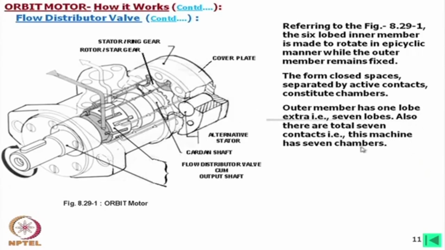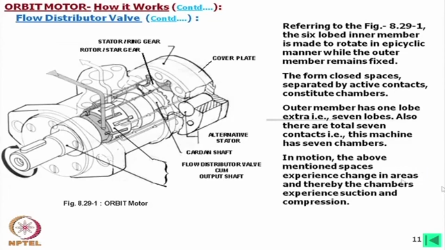Also there are a total of 7 contacts: 1, 2, 3, 4, you will find that there are 7 contacts, and this machine has 7 chambers. In motion, the above mentioned spaces experience change in areas, and thereby the chambers experience suction and compression.